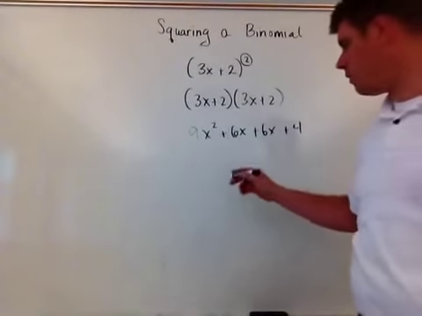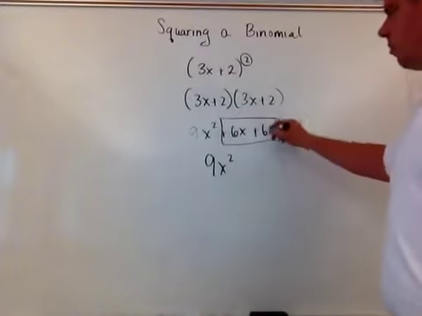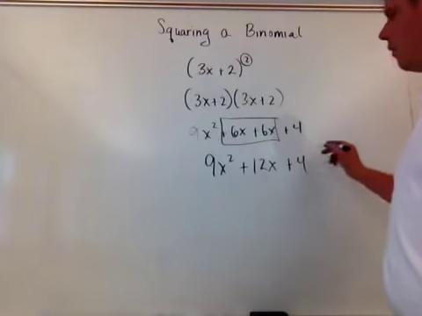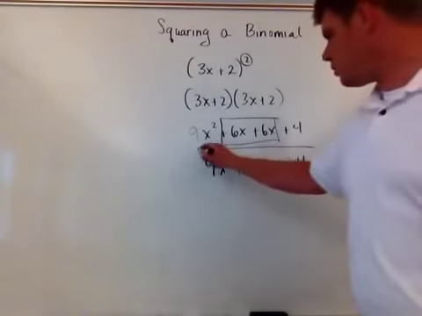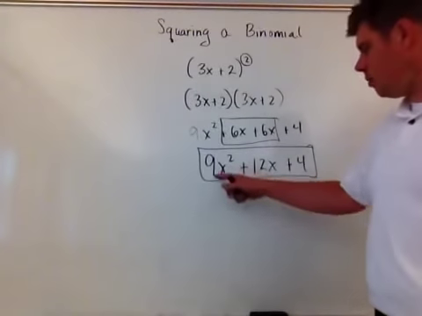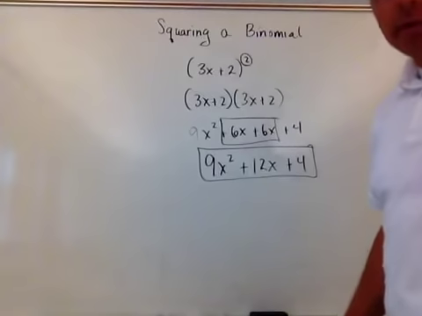So now what I'm left with here is simplifying that. 9x squared. My like terms are the plus 6x and the plus 6x, which gives me a positive 12x, plus 4. There are no other like terms to combine, so there it is. Okay? So that's it. That's squaring a binomial. So I hope that helps with any problems that you're studying for.